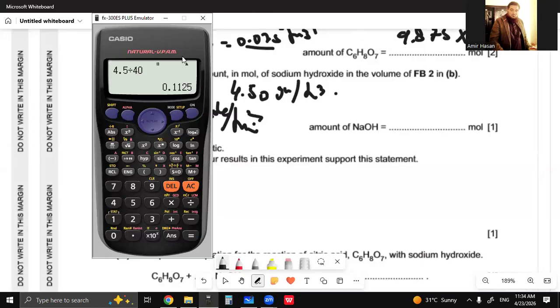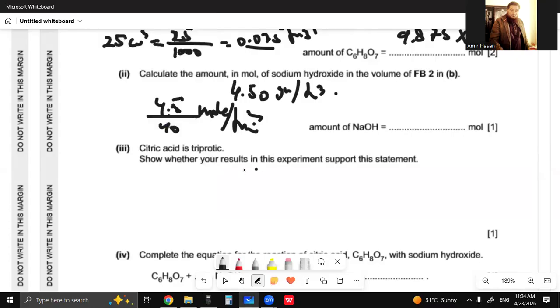Now the concentration comes 0.1125. Okay, students, if there is any problem, then you can ask on the comment side. 0.1125 is the concentration in moles of the sodium hydroxide. Now we change this concentration into moles. There is a similar formula we use: concentration multiplied by the volume.